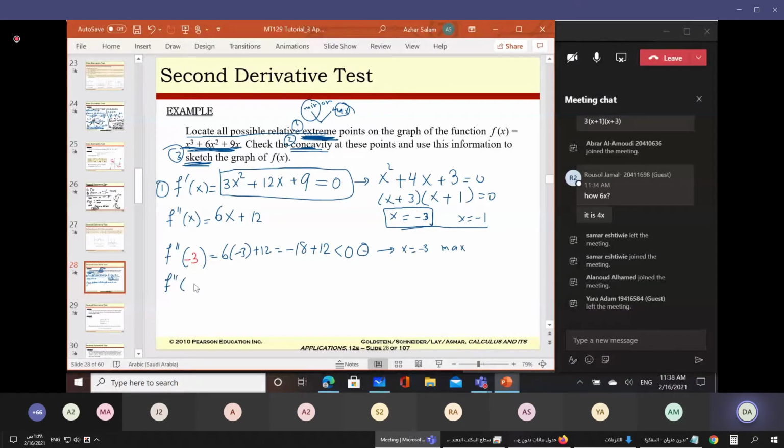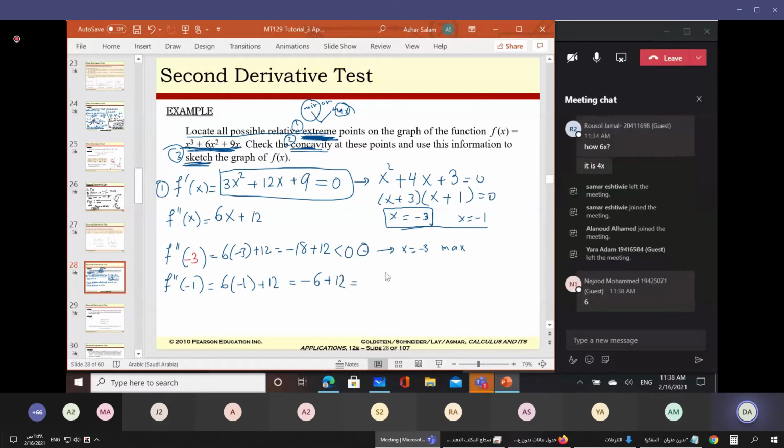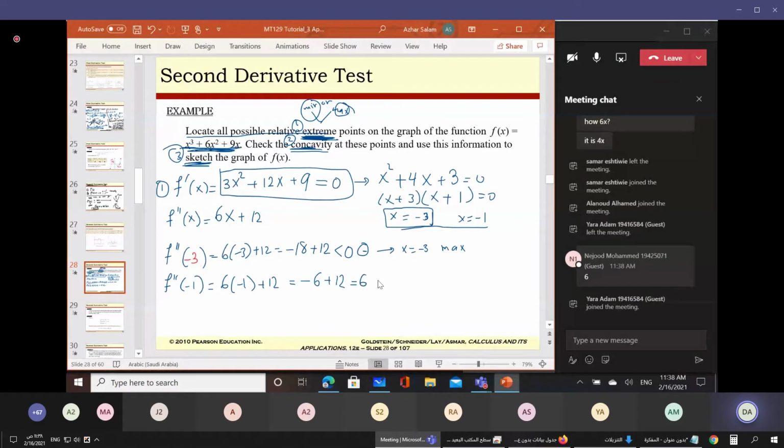Also, f double dash at the second point, which is minus 1, will be 6 multiplied by minus 1 plus 12, which is minus 6 plus 12. If I add these together it will be plus 6, which is positive. So at x equals minus 1, it will be a minimum.